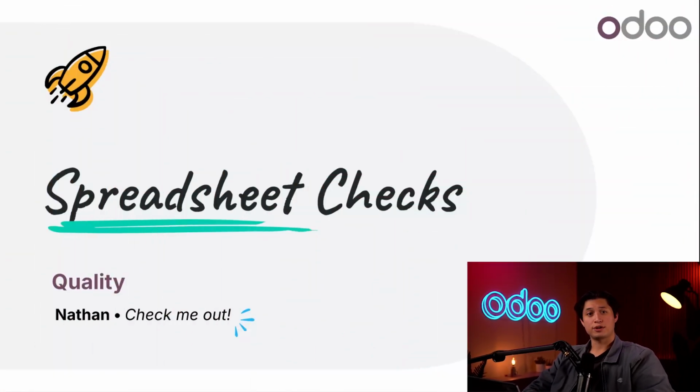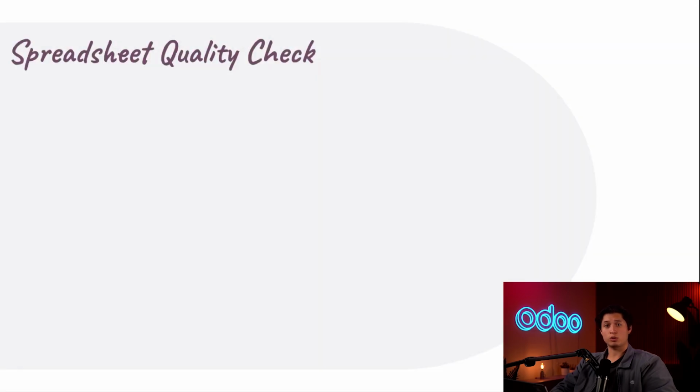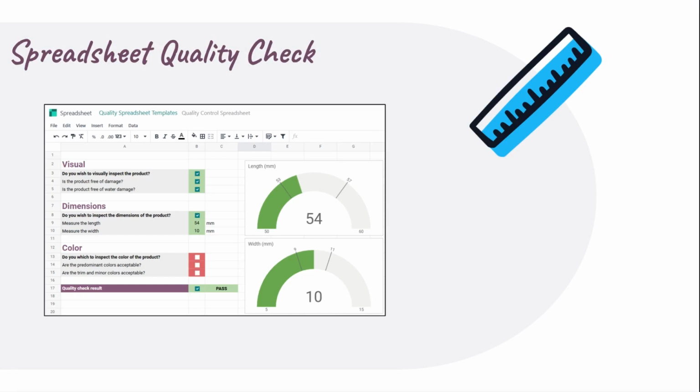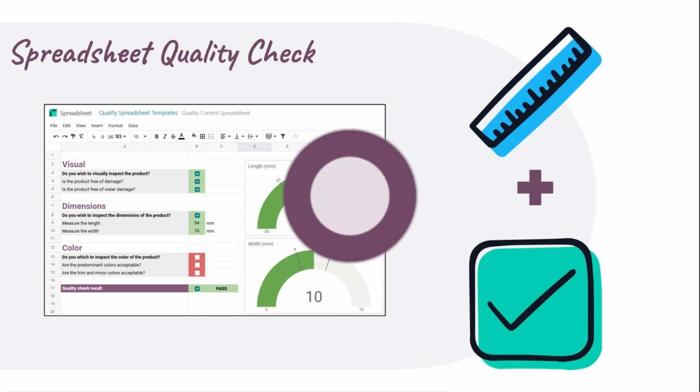Happy you stopped by for another tutorial, and today we're back in the Quality app talking about spreadsheet quality checks. Using the power of Odoo's built-in spreadsheet functionality, we can create quality checks that combine the functionality of other check types. For example, we can create a spreadsheet check that includes both a measure check and a pass-fail check. And since spreadsheets are so flexible, we can also include as many different checks as we want in one single sheet. So let's jump into our database now to see how this all works.